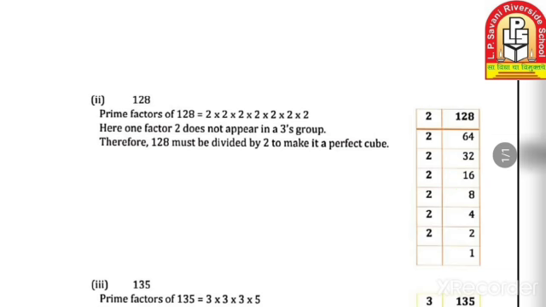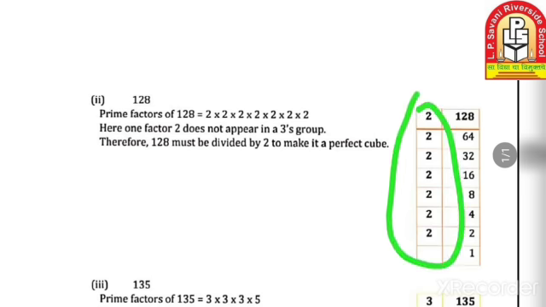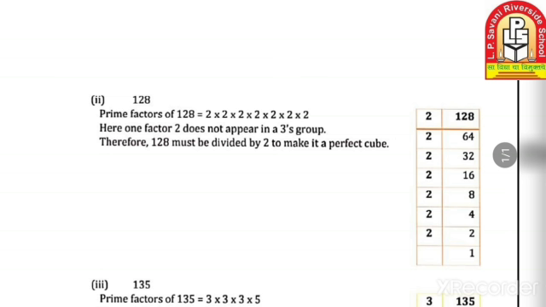Then 16 divided by 2 is 8. Then 8 divided by 2 is 4. In this way we find the prime factors 2, 2, 2, 2, 2, 2, 2, up to 7 times. Here we want only groups of 3 numbers. So 2 is 3 times here, another 2 is 3 times here, but one 2 is extra.